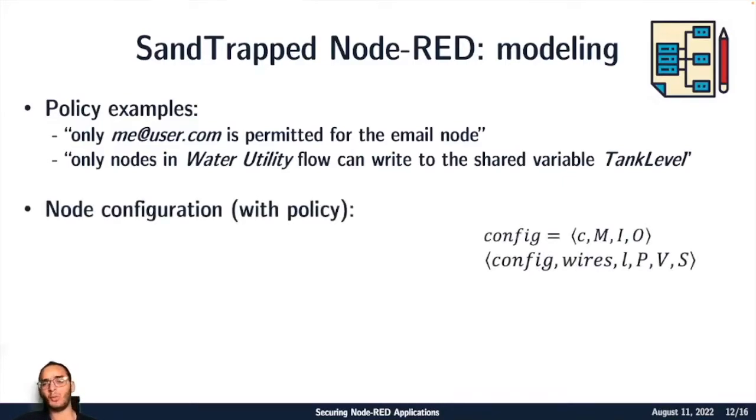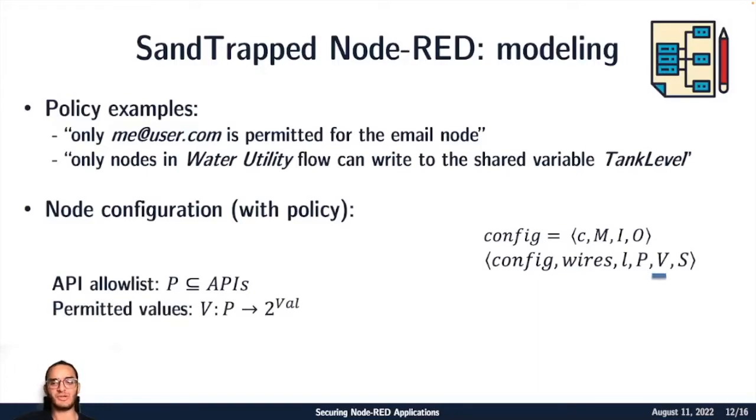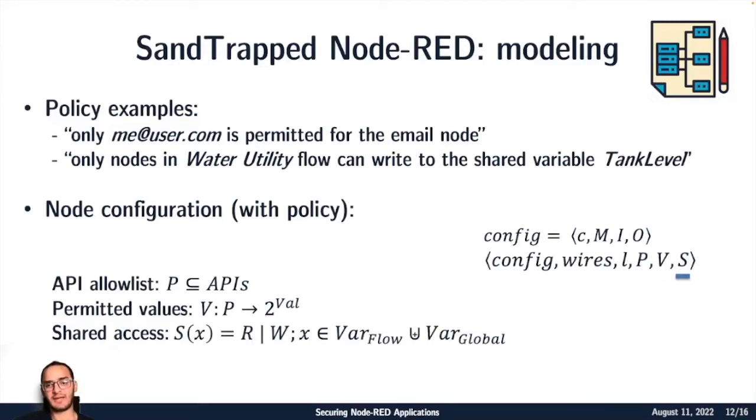In our model, we define a node configuration along with its policy as a tuple including the program configuration, the array of successor nodes, the flow ID that the node belongs to, and the policies. P stands for API policy, specifying the list of permitted API calls. V denotes which values are allowed for an API. And S indicates whether this node can read or write to a flow or global context variable.